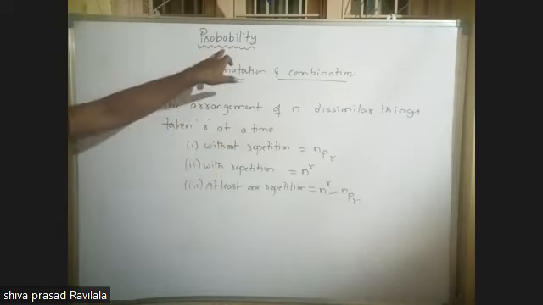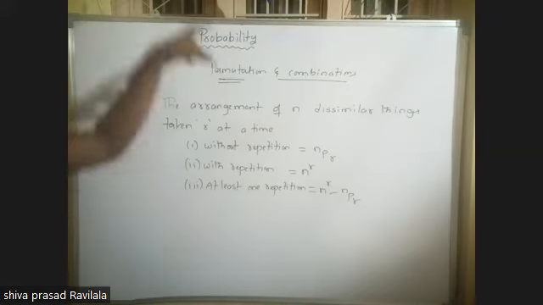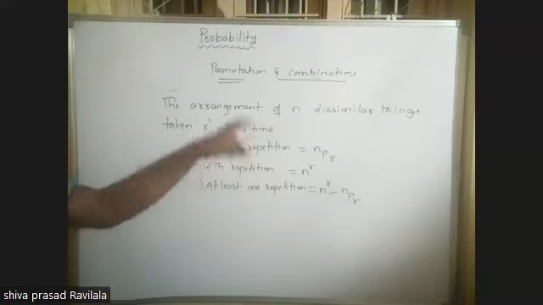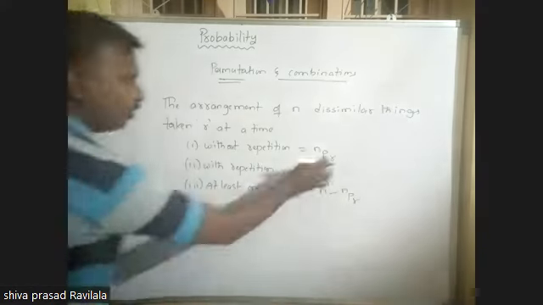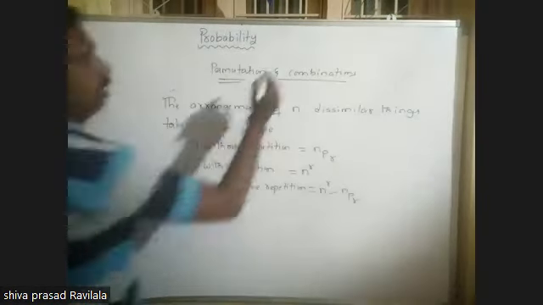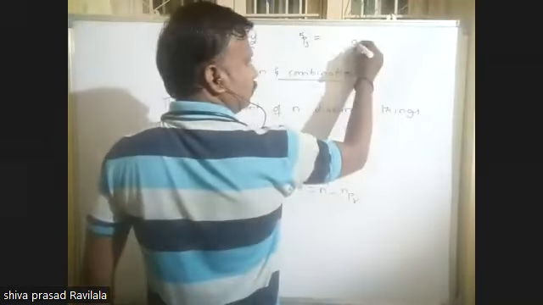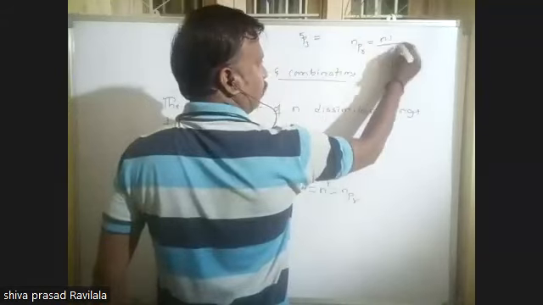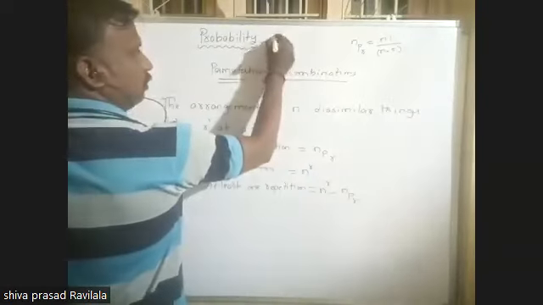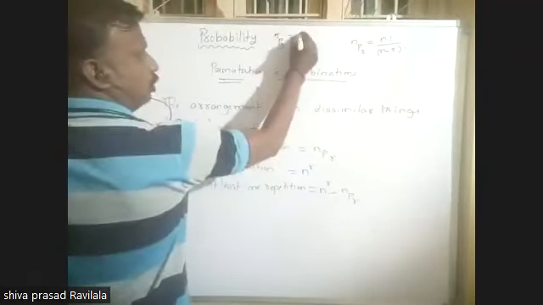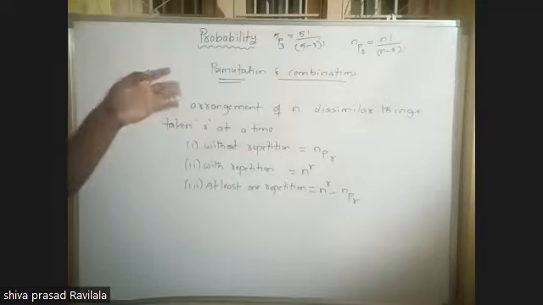While we are doing probability questions, the favorable cases will mostly come under these three formulas. Without repetition, nPr. With repetition, n power r. At least one repetition, n power r minus nPr. Do you know how to solve nPr? For example, I am taking 5P3. The nPr formula is n factorial by n minus r factorial. So 5P3 is equal to 5 factorial by 5 minus 3 factorial, and 5 minus 3 is equal to 2 factorial.